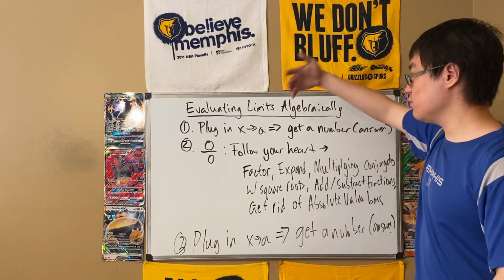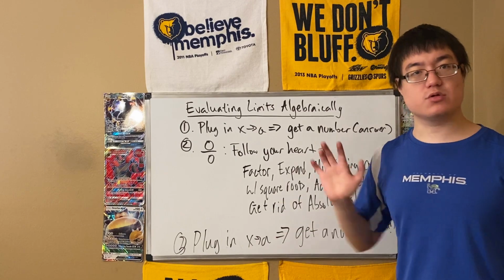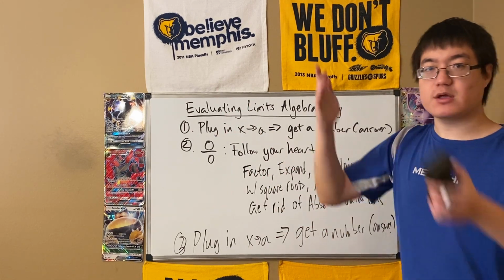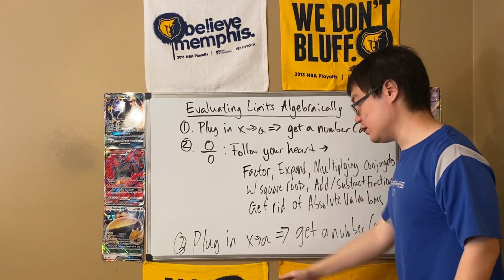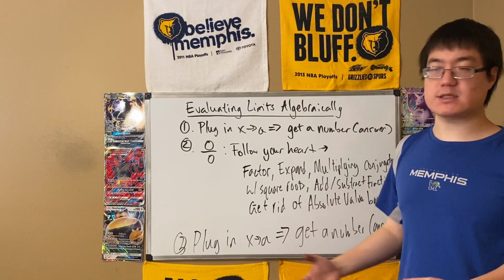So that's the process. Plug in a number. See if you get 0 over 0. If you do get 0 over 0, do something. After you do something, good things should happen, and then finally plug in that number, you should get a number now. So let's try to do some examples.